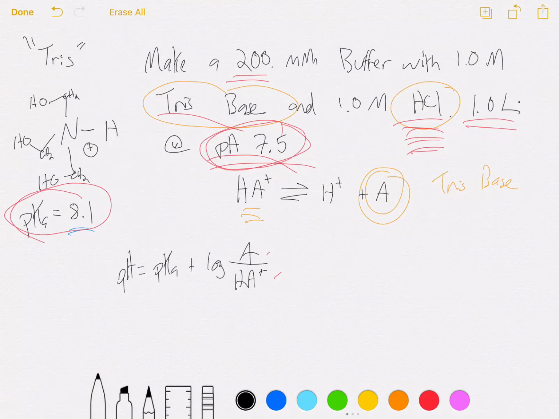All right, so let's just work through that. Hopefully it makes more sense as we go. So the first thing we want to do is start out by doing the math of the Henderson-Hasselbalch equation.